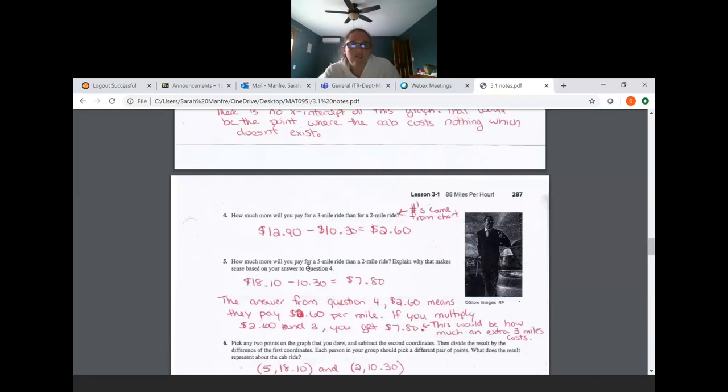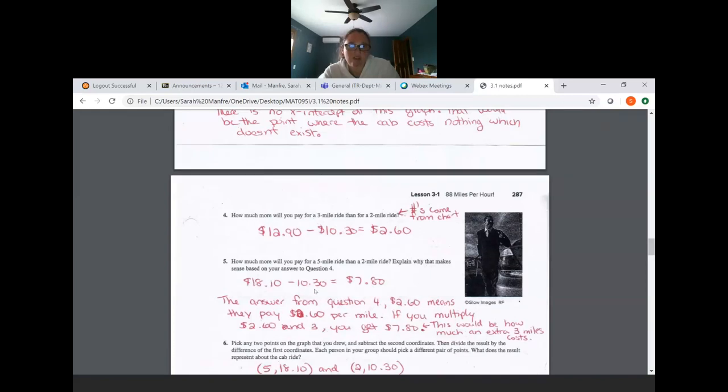How much more will you pay for a 5-mile ride than a 2-mile ride? Explain why it makes sense based on question 4. Okay, so for the 5-mile ride, $18.10 minus $10.30 is equal to $7.80.